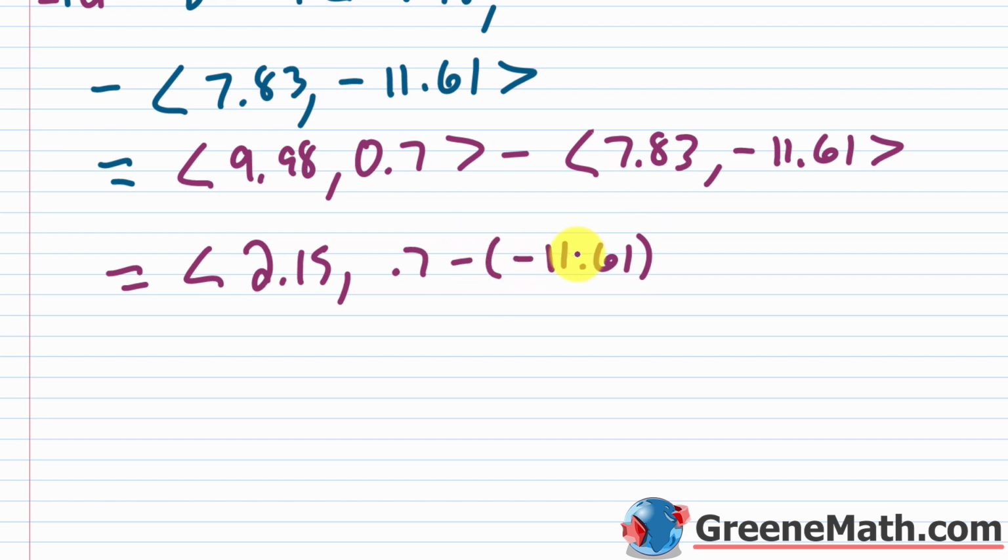We know minus a negative is plus a positive. So this is like me doing this addition here. That's why I like to convert these things over to addition of the opposite. It just alleviates a lot of the sign mistakes. So let's go ahead and go 0.7 plus 11.61 in the calculator. And I'm going to get 12.31. So this would be my resultant vector in component form. The horizontal component is 2.15. The vertical component is 12.31.